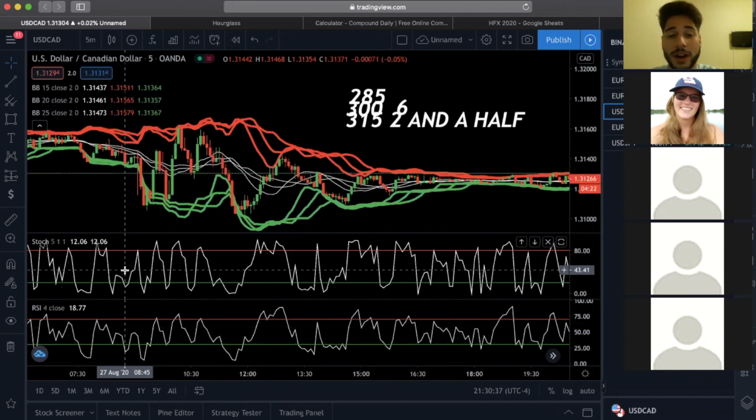Those arrows are very powerful. But I just have this, why not? So right there is the setting. RSI is 4, stochastic is 5, 1, 1, and 3 Bollinger Bands, one of them is 25, 20, 15. You want to take a picture.